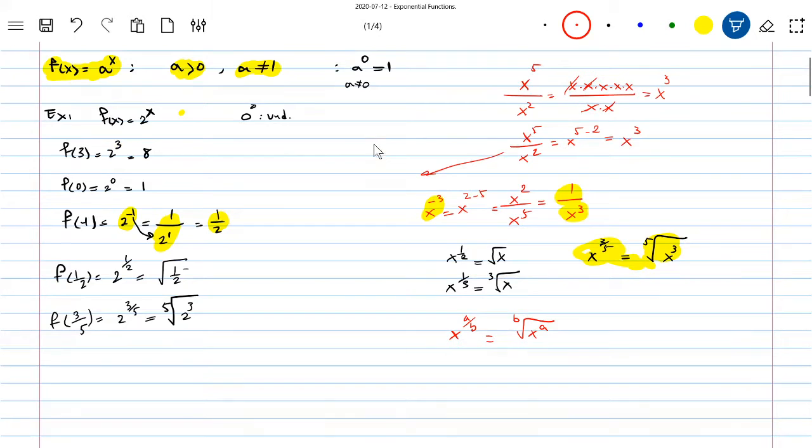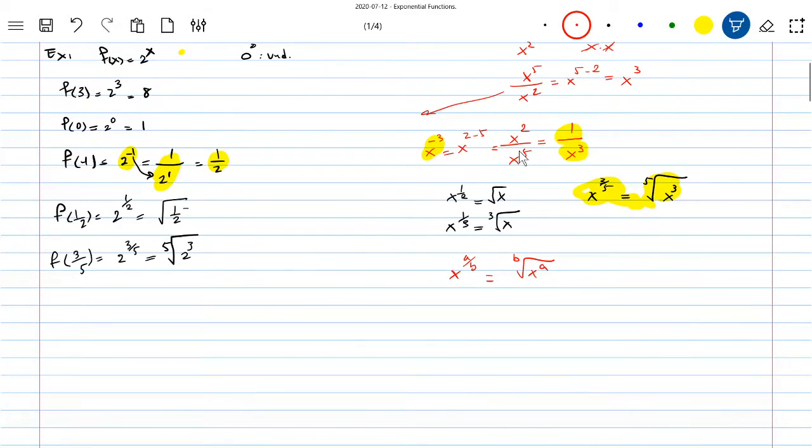Normally, you can graph these functions the way we graph polynomials. You can always pick certain values. So here I'm going to try to graph 2 to the power x.